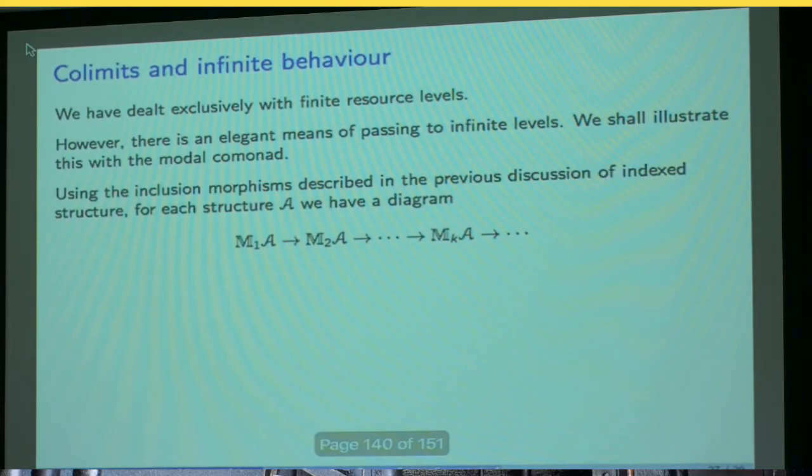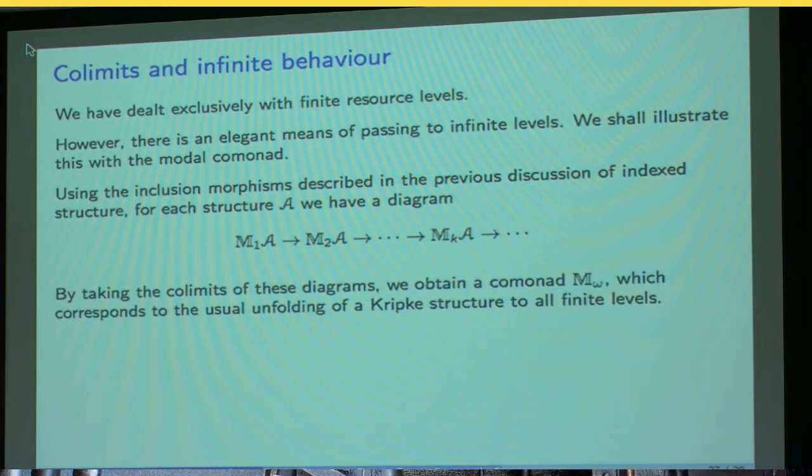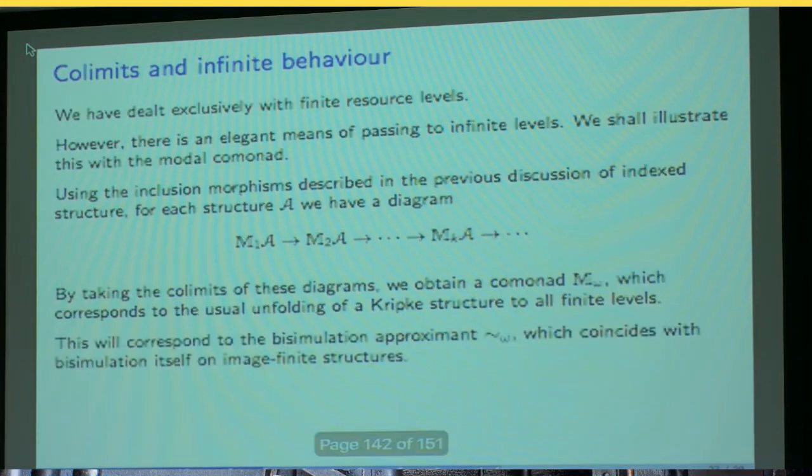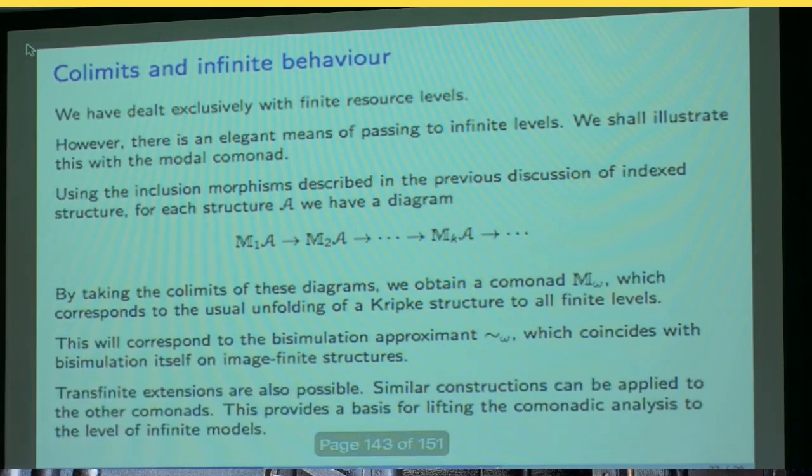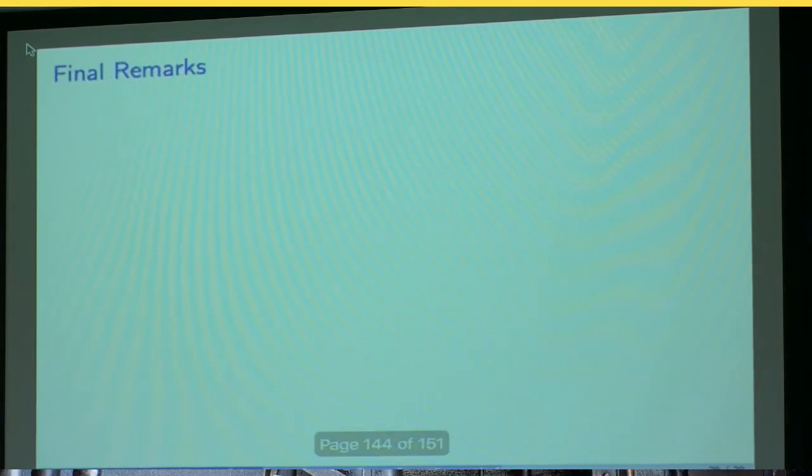Obviously, we've been looking at finite levels, but because we have these inclusion morphisms, we can take colimits and obtain a comonad at the omega level, which would correspond, in the bisimulation case, to unfolding of a Kripke structure to all finite levels. This will correspond to the usual bisimulation approximated up to omega levels, which is the full bisimulation on image finite structures. And we can, of course, continue beyond omega should we wish to do so.